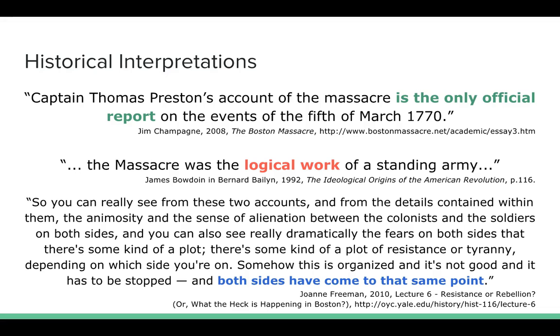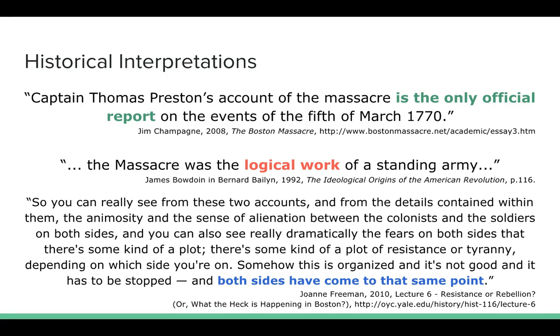And so what Bowdoin is pretty much saying here is, the massacre was almost irresistible. It was always going to occur. And it was always going to occur because the standing army was present in Boston at the time anyway. So, it was always going to eventually and logically, the massacre was always going to eventually occur.